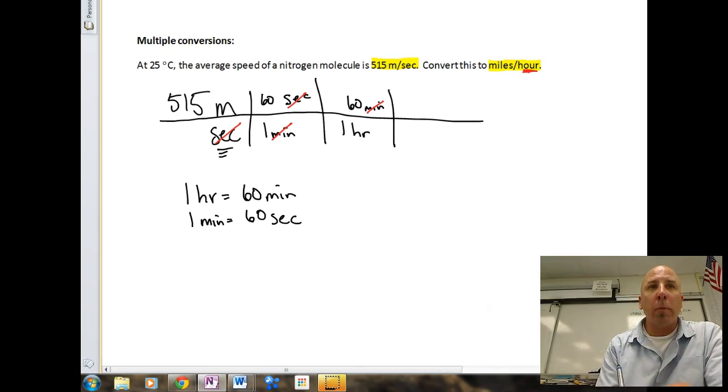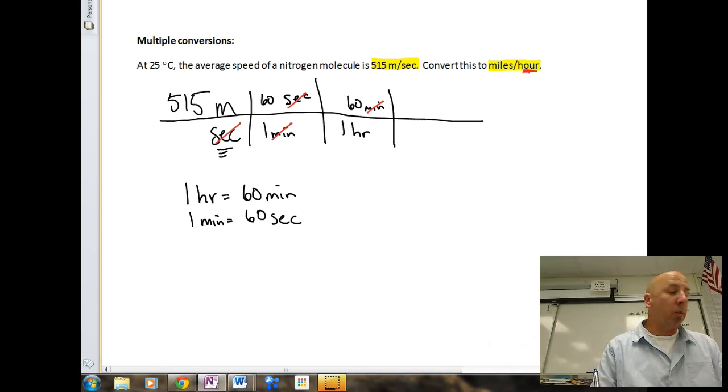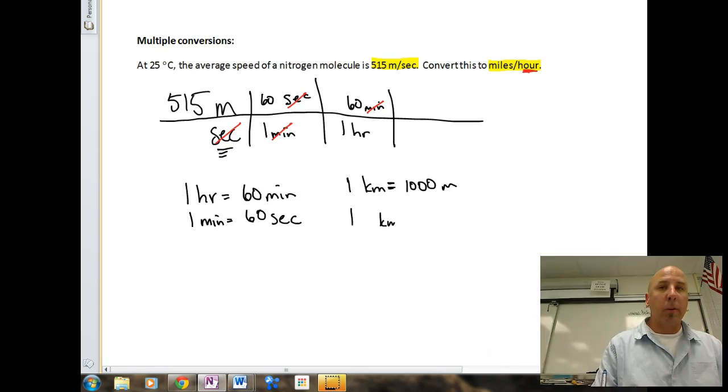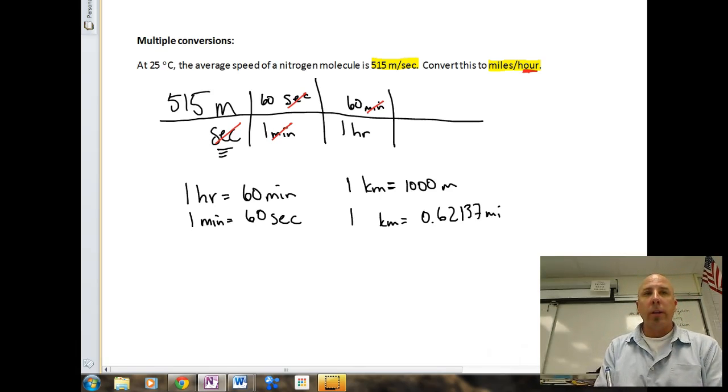Now let's take a look at our meters measurements. Again, we want to take meters and jump into miles. Looking in the back of our book, there are a couple of conversion factors we can use. We can use 1 kilometer is equal to 1,000 meters. The reason I use that one is because also in the back of the book, I have 1 kilometer is equal to 0.62137 miles. Because I'm starting with a unit up here of meters, I want to cancel that meters out.